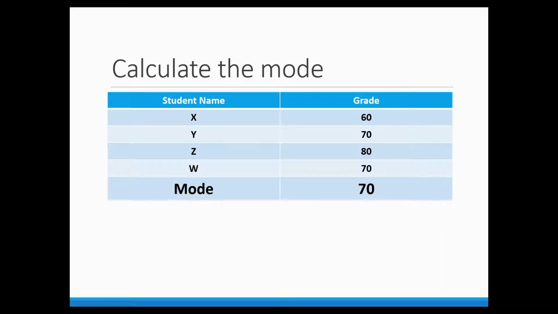So to calculate the mode again, it's the most frequent value. If we look at these values, we'll find that 60 is repeated only one time in the data set, 70 is repeated twice, and 80 also appears only one time. So in this case the most frequent, the most repeated or occurring value is 70. In this case the value of the mode is 70.